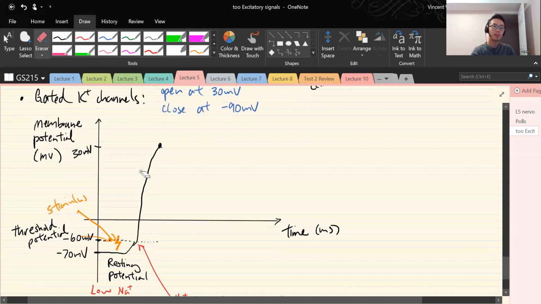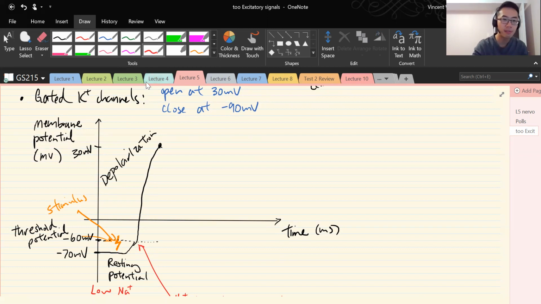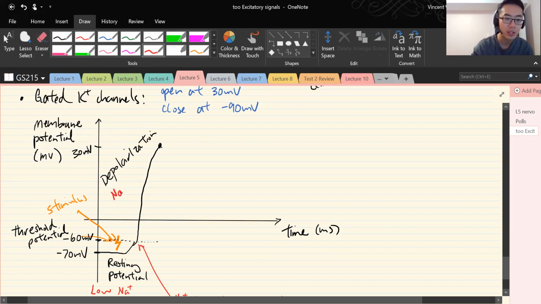Okay, so this part here, we have a name for this phase. This is called depolarization. And what's the reason for depolarization? It is sodium influx. It's just a fancy way of saying sodium coming in. Okay, depolarization.